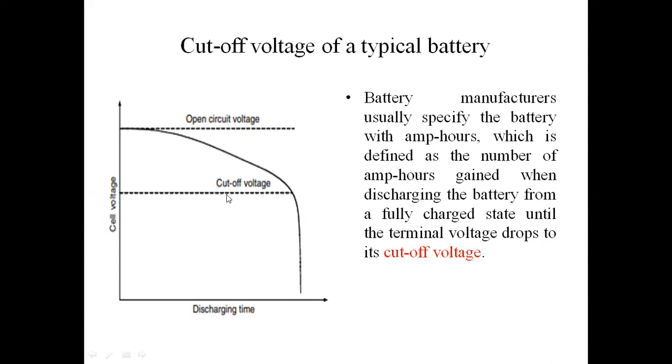This is the cutoff voltage, meaning when discharging the battery from fully charged, the ratio at the cutoff voltage region, fully charged battery to discharged ratio. That is the cutoff voltage.